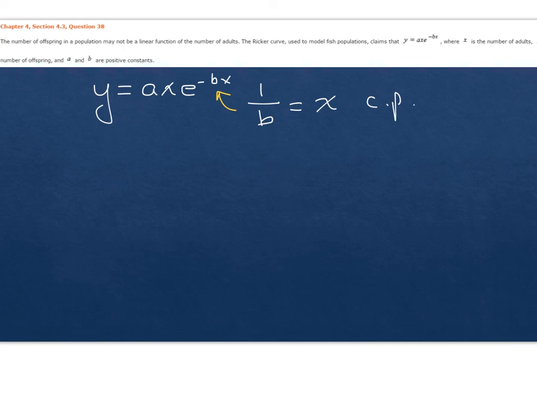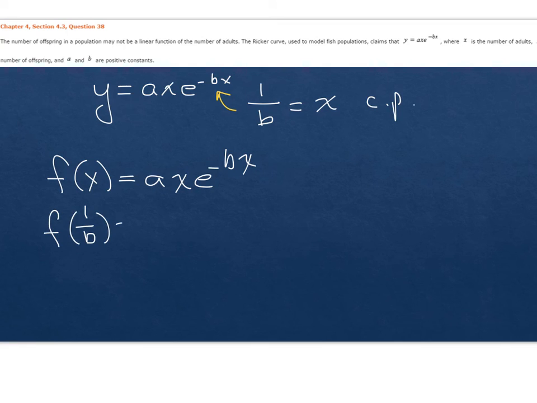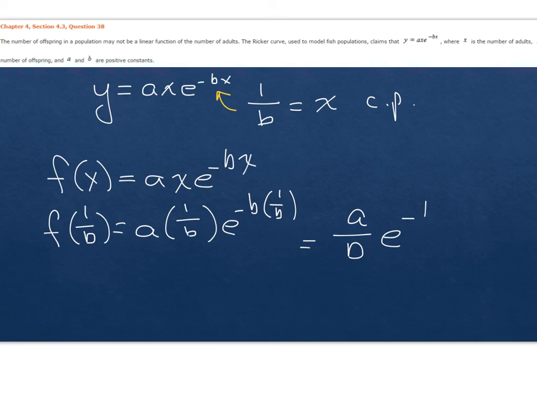I take and I plug this back into my original equation. So in other words, let me rewrite it like this. F of x, and this is my original function. I'm finding f of 1 over b. So where I see an x, I put 1 over b. And that simply gives me a over b e to the negative 1 power, which is my max.